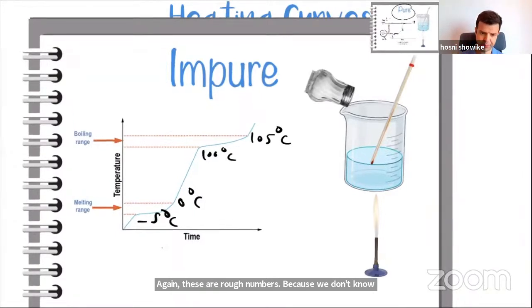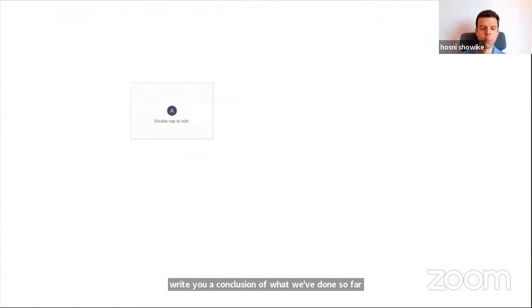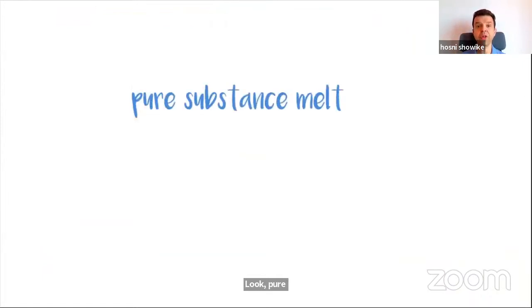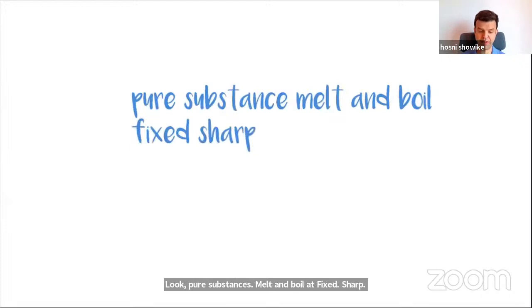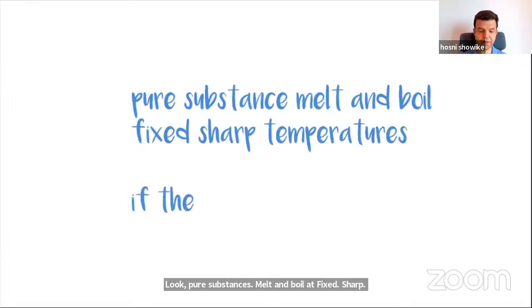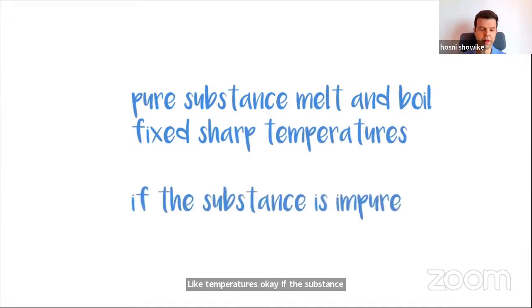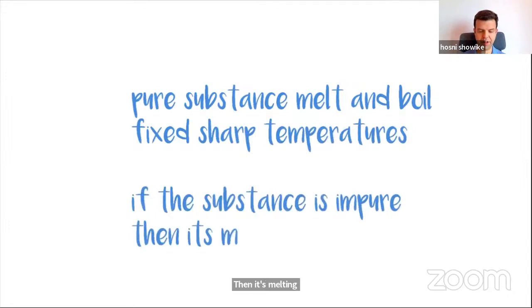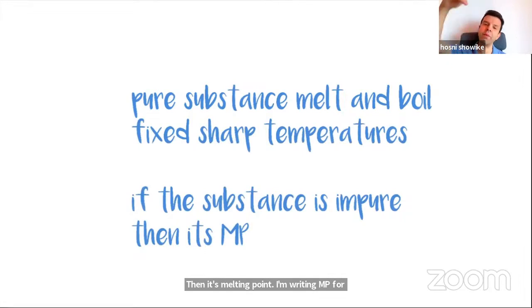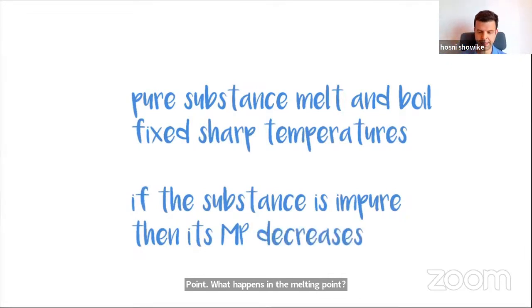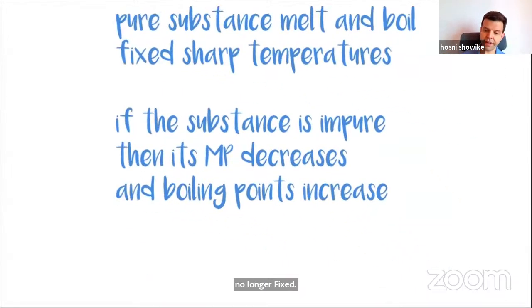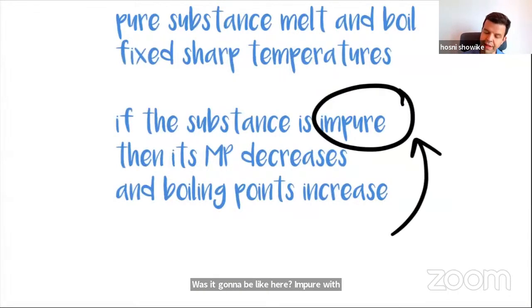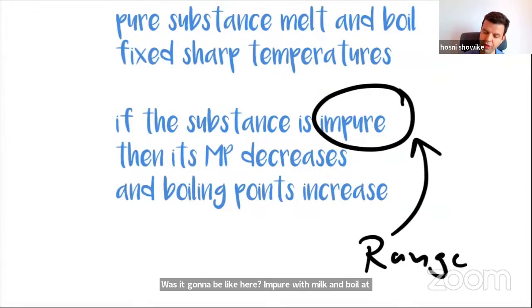So again, let me write you a conclusion of what we've done so far. Look, pure substances melt and boil at fixed, sharp temperatures, okay? If the substance is impure, then its melting point, I'm writing MP for melting point, what happens to the melting point? Remember? Melting point decreases. And boiling point, what happens to it? Increases. And is no longer fixed. What's it going to be like here? Impure substances melt and boil at a range of temperatures.